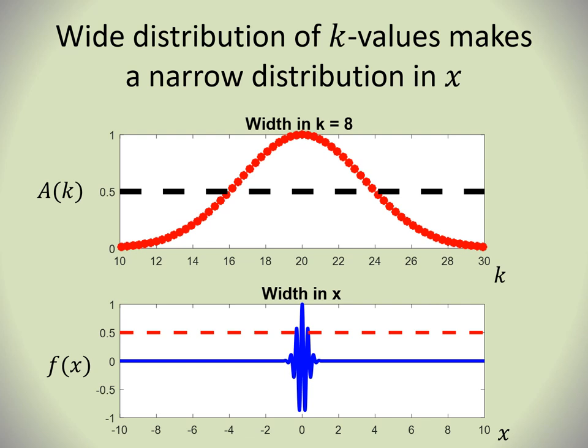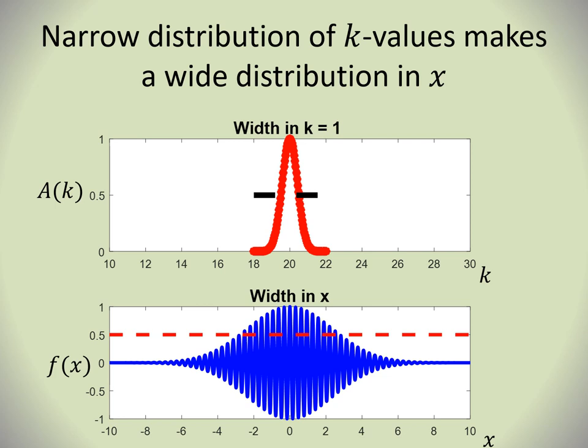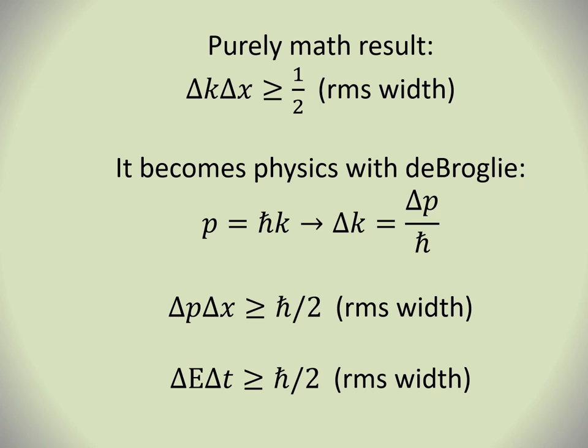I'm now going to tighten the red distribution A of k up. I'm going to make it narrower in the top frame and see what happens to the wave packet in the bottom frame. And here's what happens. If I tighten it up so that the width in k is about 1, the width in x becomes about 8. Well, 5 or 6. That's the uncertainty principle. It's a purely mathematical result.